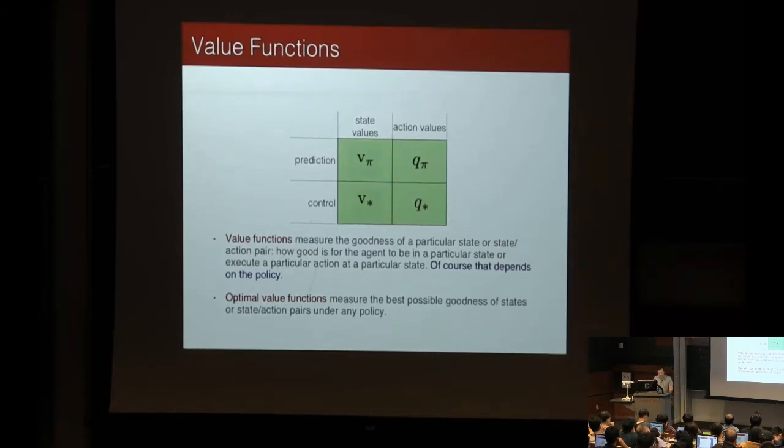And the optimal value functions measure the best possible goodness of states or state action pairs under any policy, right? So in other words, whatever policy you have, you want to see how good the state is. And generally, the state where you're standing next to the cliff, the value of the state is going to be small or negative, right?